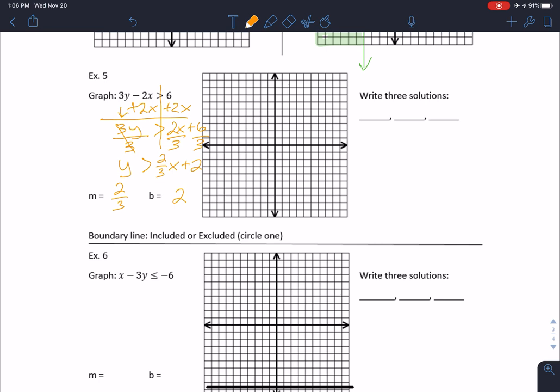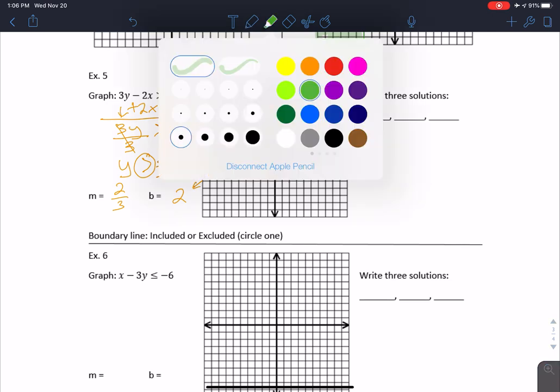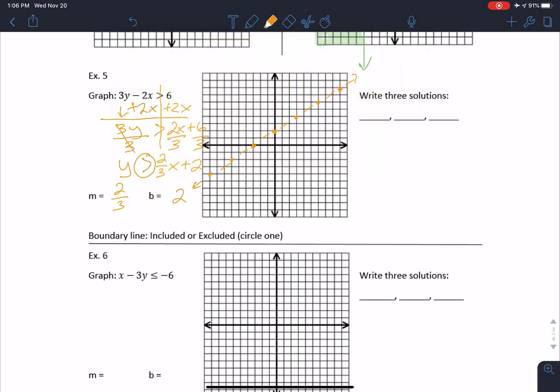And I can graph my line. So I start at 2 on the y-axis, and it's a positive slope, so I go up 2 over 3, up 2 over 3, up 2 over 3, and then the backwards direction, down 2 over 3. Okay, before we try to connect our points, we look at our symbol. It says greater than, so it's a dotted line or dashed. So we do not make a solid line. And now because it's greater, I shade above this line. And above the line looks like this area right here.